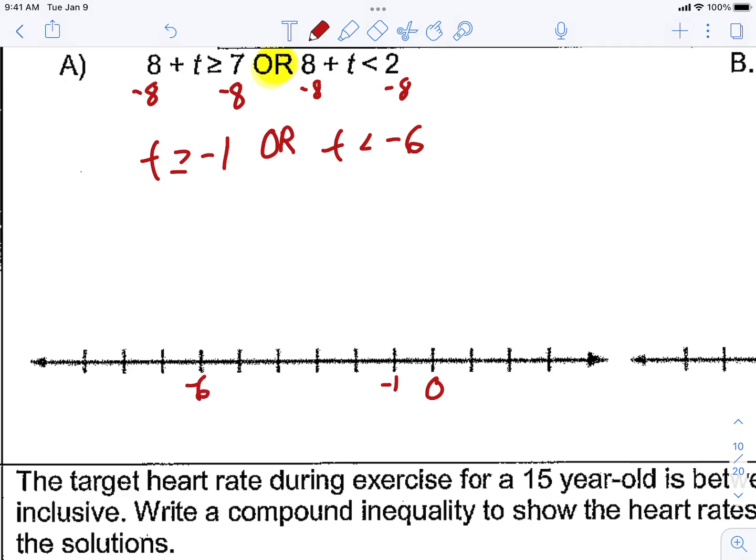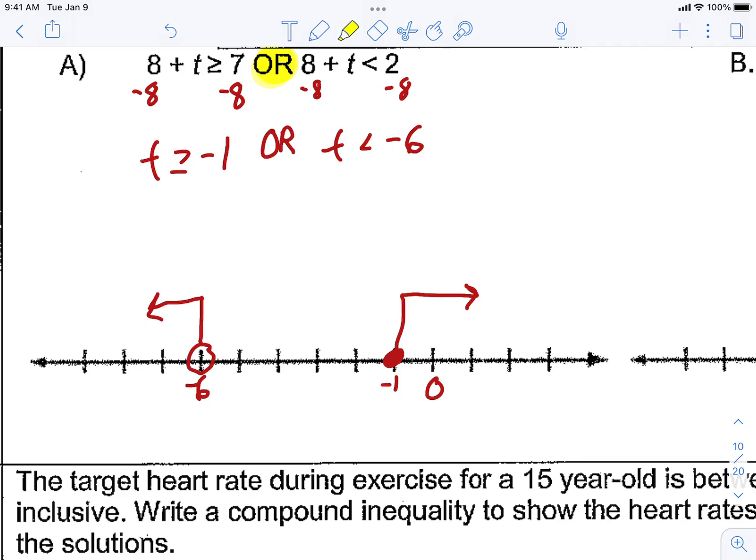And now watch what happens when I graph this. T is greater than -1 to the right, filled in circle. T is less than -6 to the left, open circle. Look at the graphs. They do not meet, they separate. That's what should happen for ORs.